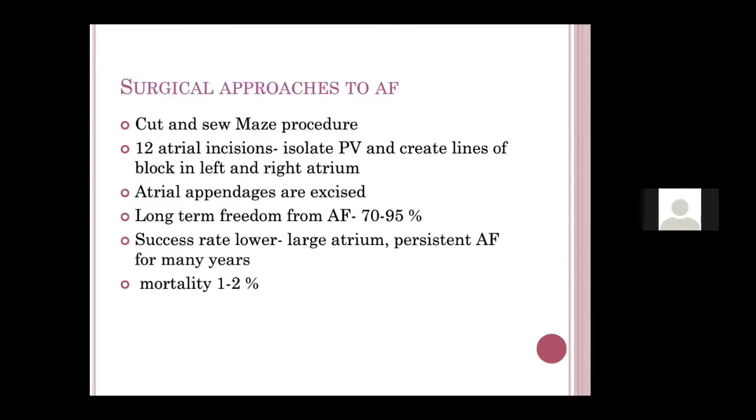The next is the surgical approach. In the surgical approach, after opening the heart, you make incisions around the atria. Twelve atrial incisions are made to isolate the pulmonary veins, because the pulmonary vein is one of the most common sites for atrial fibrillation. And then you can excise the left atrial appendage, as I already told you. Most of the time, in patients who are undergoing surgery with AF, the left atrial appendage is excised.